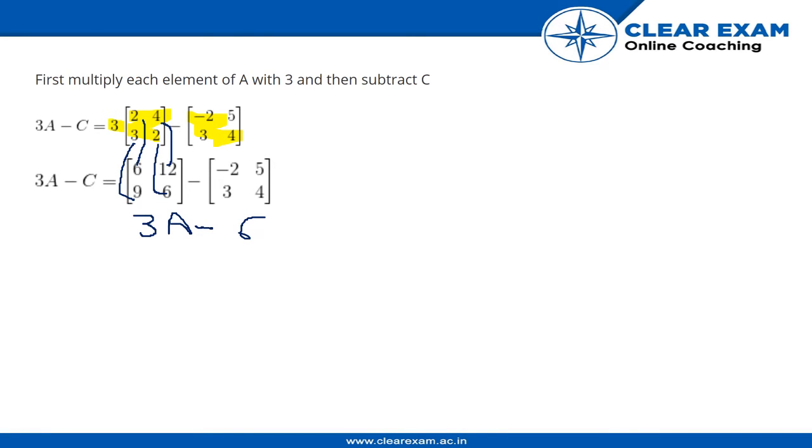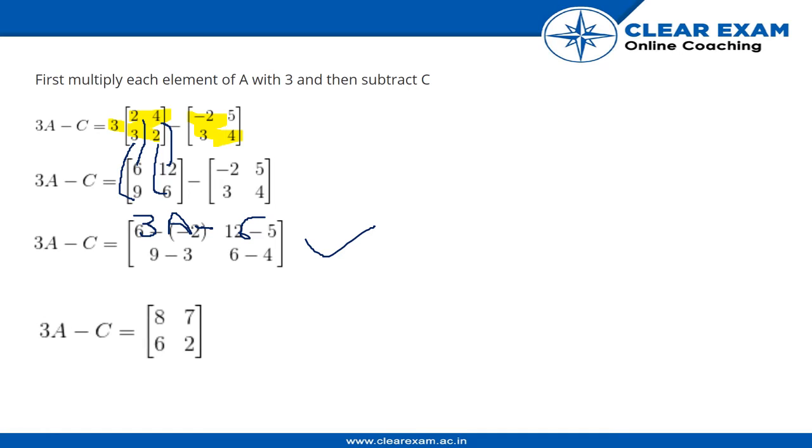Now we just subtract the corresponding elements of both the matrices. So let's see what they have done. Yeah, they have subtracted the corresponding elements only. And our final answer is 8762. This is our final answer.